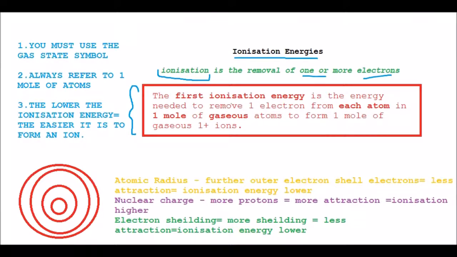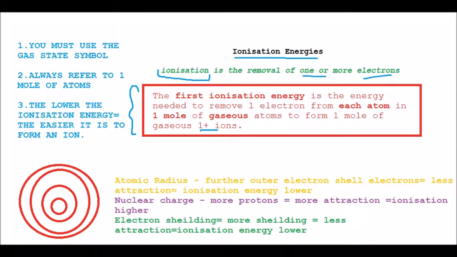So the first ionisation energy is the energy needed to remove one electron from each atom in 1 mole of gaseous atoms to form 1 mole of gaseous 1+ ions. So we'll break it down.